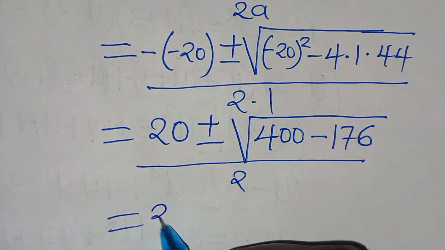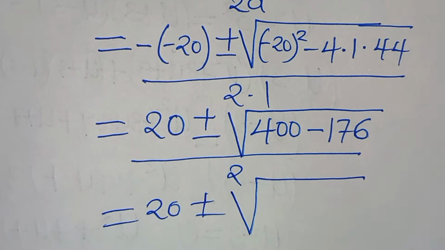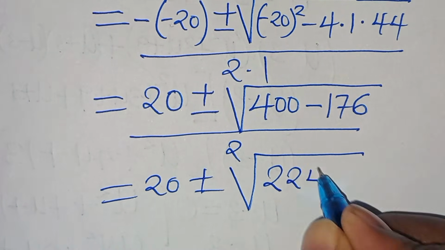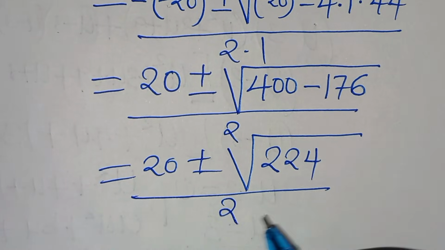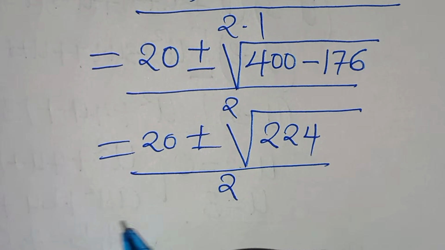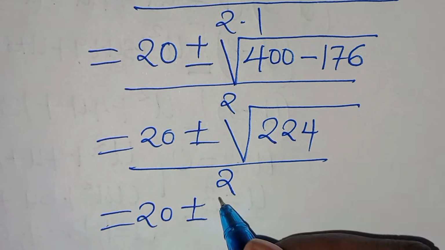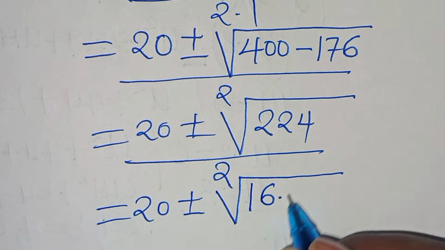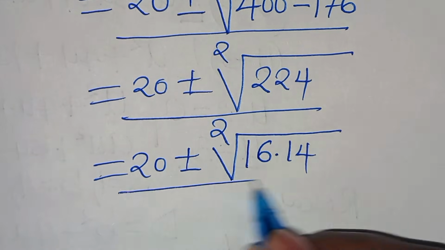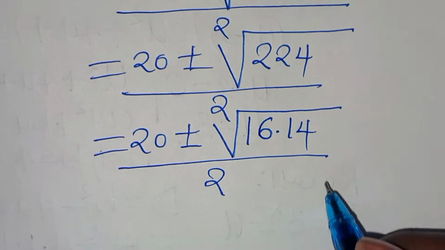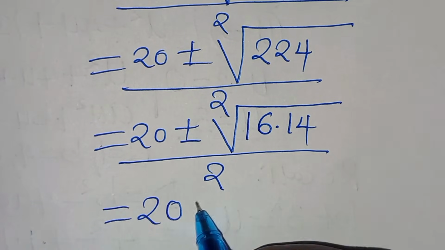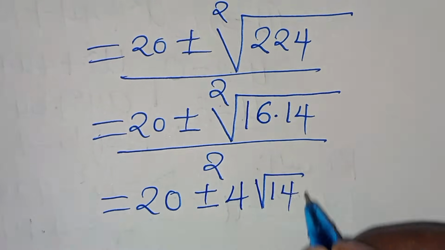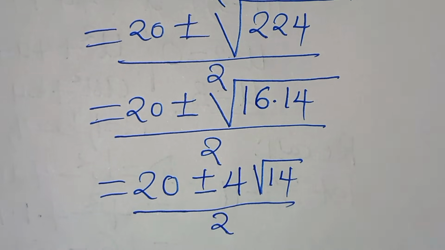So we have 20 plus or minus the square root of 400 minus 176, which is 224, everything divided by 2. So we have 20 plus or minus the square root of 224. We can express 224 as 16 multiplied by 14, everything divided by 2. So this is the same thing as 20 plus or minus the square root of 16, which is 4, then the square root of 14, everything divided by 2.